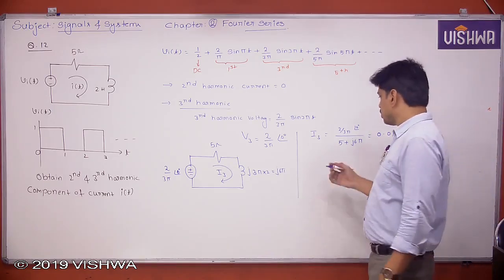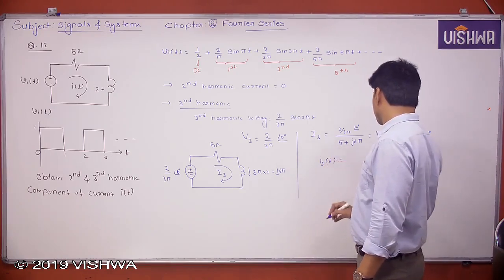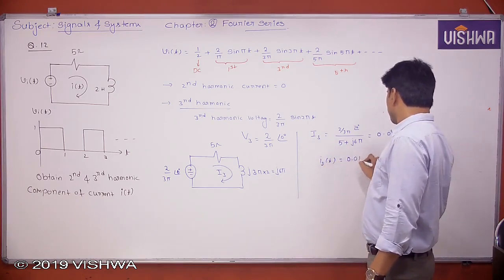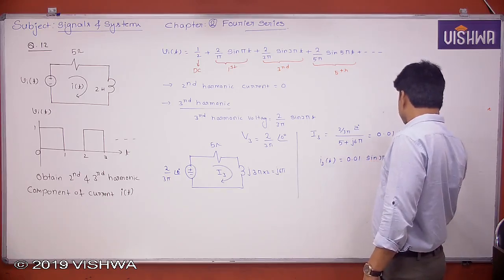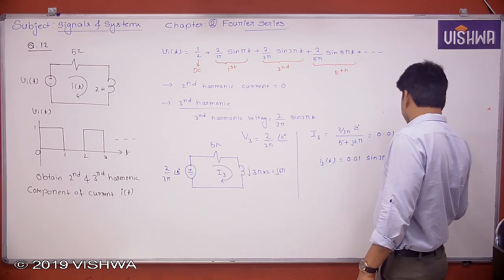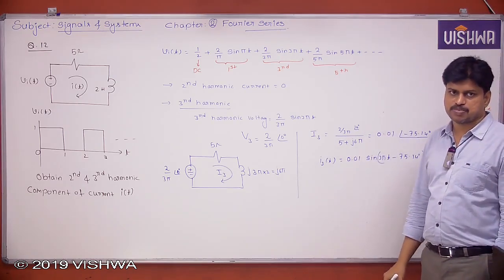Then if you represent this in the time domain, I3 of t, that is the third harmonic component, is equal to 0.01 sine of 3 pi t minus 75.14 degrees. So this is the third harmonic current. Clear? Take it.